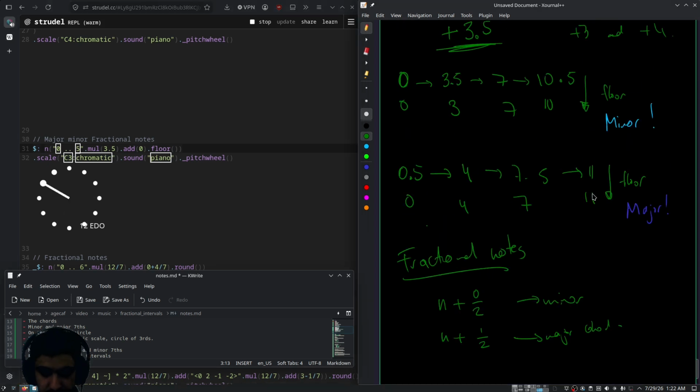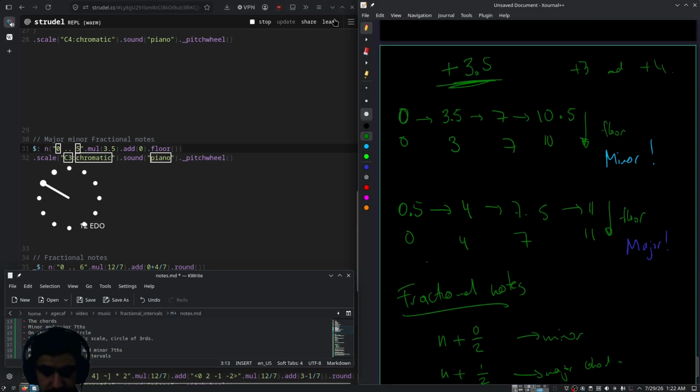And so what it's doing is beginning here at 0, then going to 3.5, because that's just 1 multiplied by 3.5. By the way, this is just 0, 1, 2, 3, 4, 5. And then we add 0, so that's our base. And then we go 2 times 3.5, that should be our seventh. And at the end, we floor it, right?